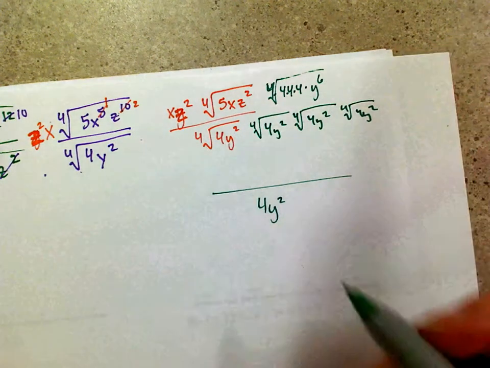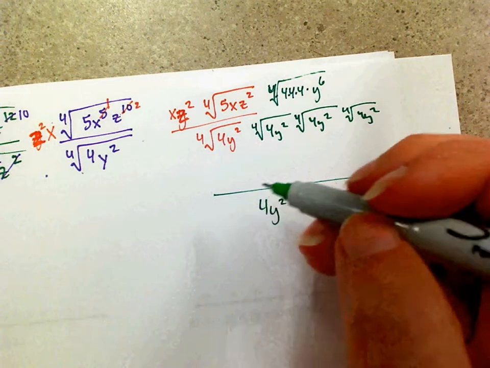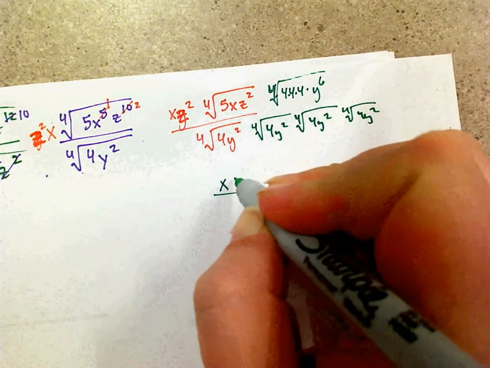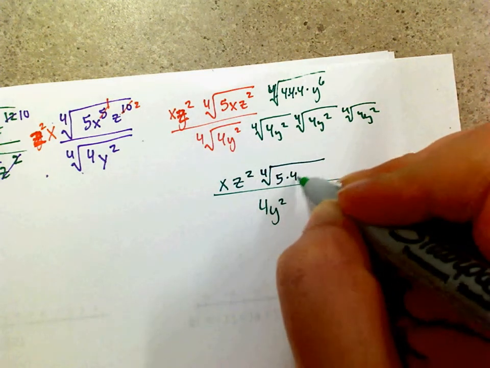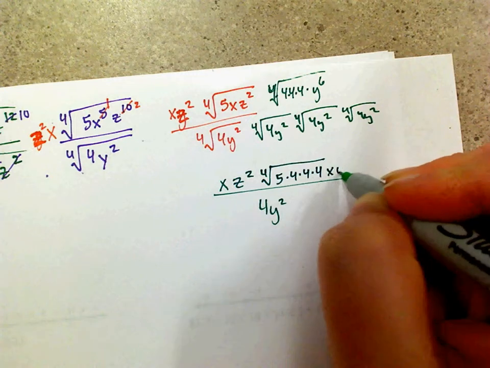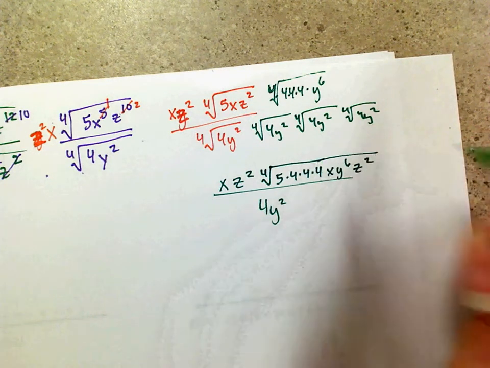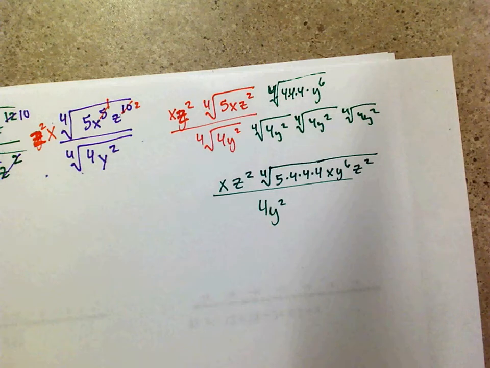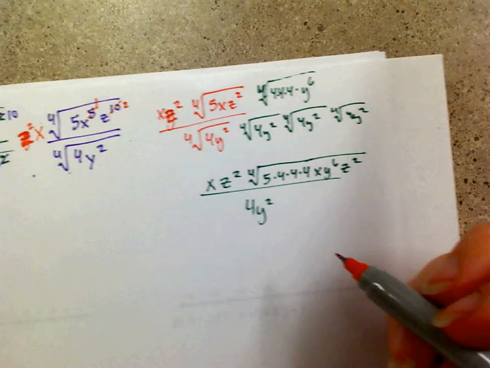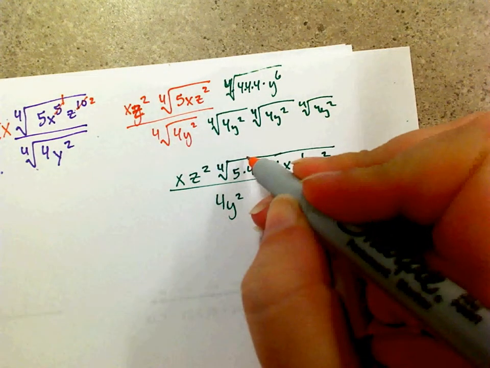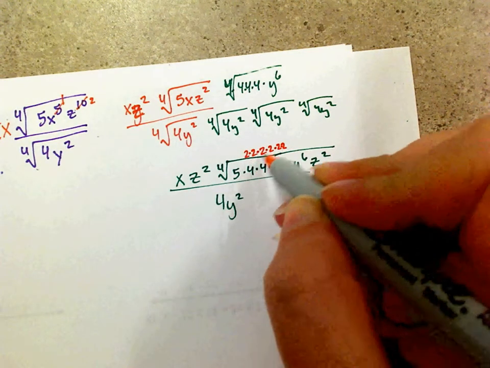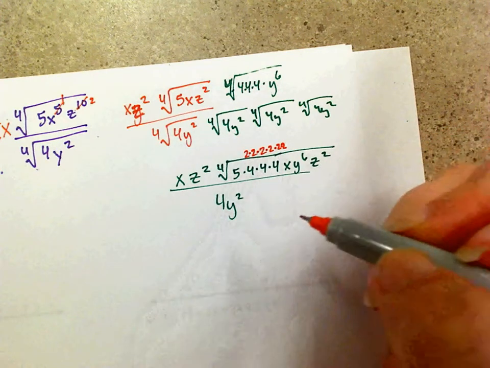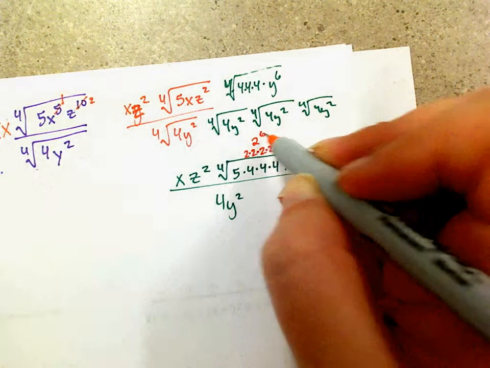So I'm going to go ahead and write this down so it's a little bit easier to do the next step. I've got xz squared. I've got the 4th root of 5 times 4 times 4 times 4 x y to the 6 z squared. Okay, so I need to simplify the 4's and the fact that I have power inside the root that's bigger than the root. Okay, 4 is 2 times 2, and 4 times 4 times 4 is 2 times 2 times 2 times 2 times 2 times 2. Well, that's 6 2's, which is the same thing as saying 2 to the 6th, which is the same thing as saying 2 to the 4th times 2 to the 2nd.